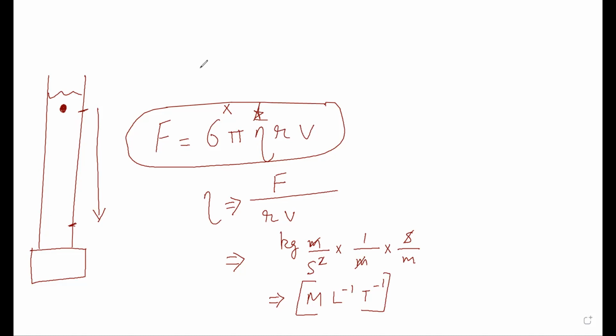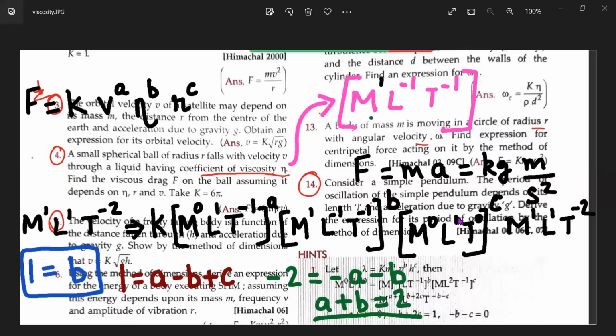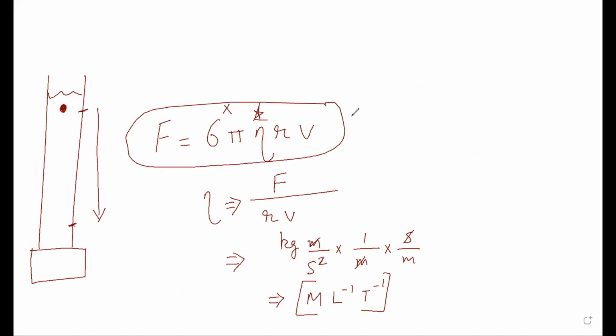Is this what we had used? Of course, this is what we had used: M raised to power 1, L raised to power minus 1, T raised to power minus 1. As a matter of fact, you will be using this anyways, so it helps to remember this formula. Drag force is equal to 6 pi eta R V: coefficient of viscosity into radius of the metal ball multiplied by velocity.